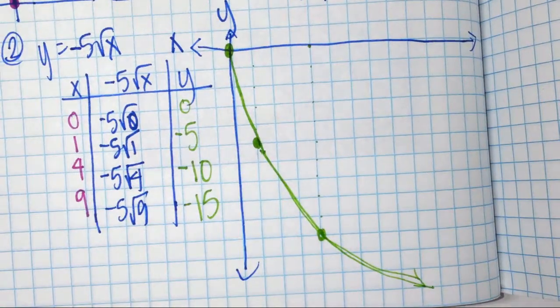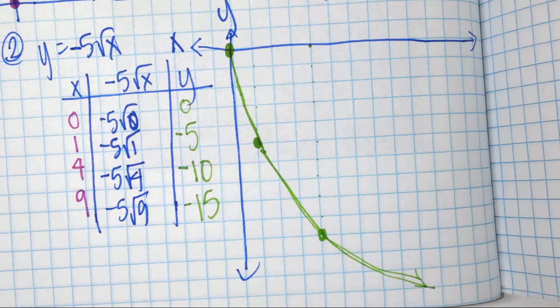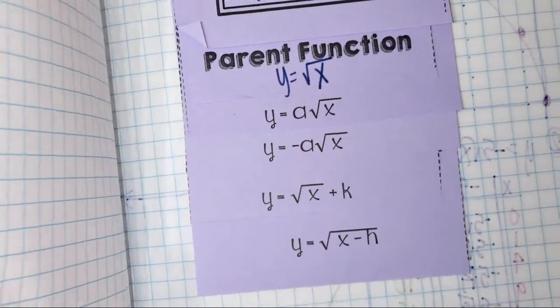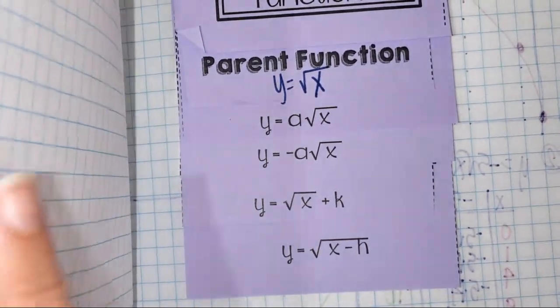All right, does everybody's graph look like this? Okay. Are we ready to see what happens when we add or subtract? Fantastic. All right, so go back to this foldable. We're going to do these last 2 things, and then we're going to do our activity, and it's going to be great.